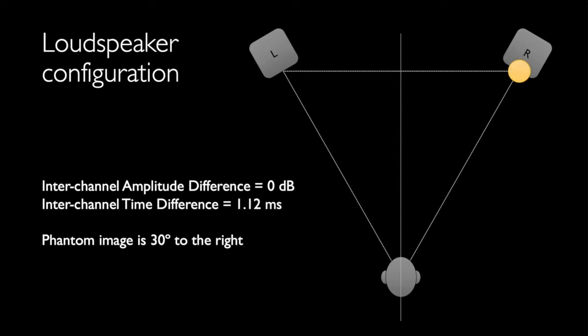Interchannel delay panning, 30 degrees right. The interchannel amplitude difference is 0 decibels, and the left channel is delayed relative to the right channel by 1.12 milliseconds. The image should appear to be positioned 30 degrees to the right of center, or in the right loudspeaker.